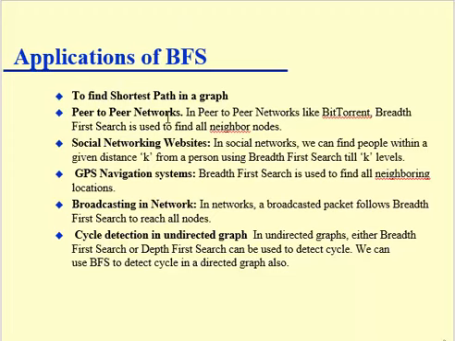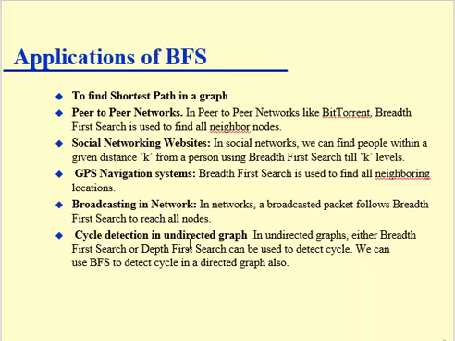Next is peer-to-peer networks. In a peer-to-peer network, it can be used to find all the neighbor nodes. Then in social networking websites, it can be used to find people within a distance k from a person. Suppose on Facebook you want to check, if you are person k, what are the different persons connected to you. That can also be done in GPS navigation systems. And this is important in broadcasting. In broadcasting, it can be used to broadcast the packets breadthwise to all the nodes.